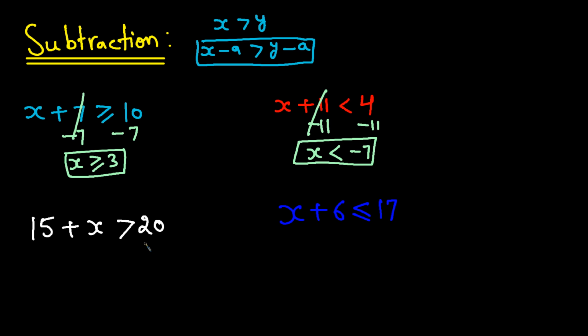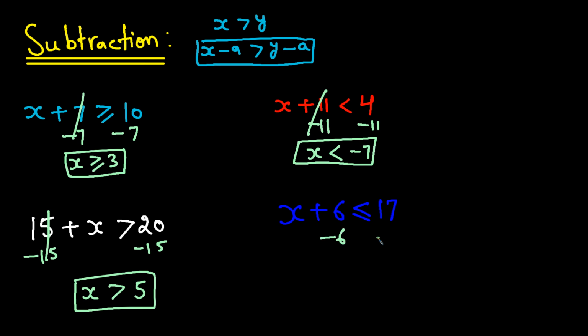15 plus x greater than 20. So I just want x on left hand side. I want to get rid of this 15. I'm gonna subtract 15 on both hand sides, left hand side and right hand side. Cancel out, gives me 0. I'm left with x on left hand side and I'm left with 5 on the right hand side. So x greater than 5 is the solution and we solved it. And this one is x plus 6 less than or equal to 17. So subtract 6 on both hand sides. Cancel out, gives me 0. So left with x less than or equal to 11.